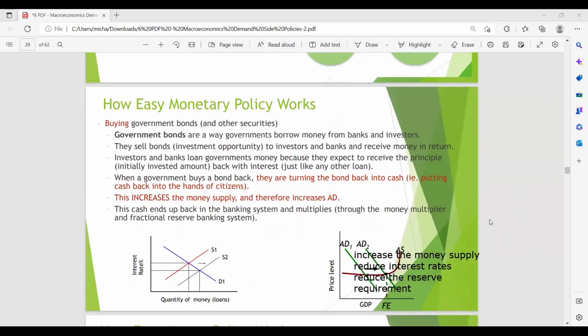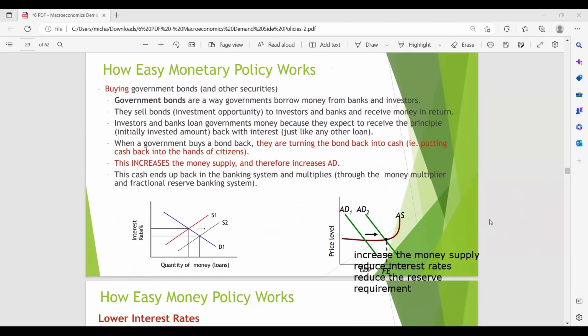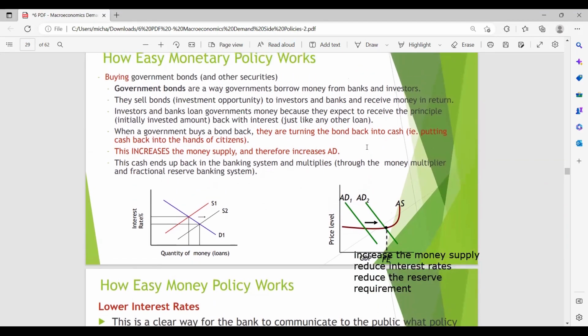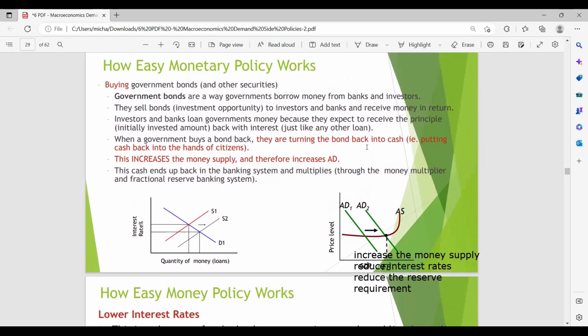So how easy monetary policy works: buying government bonds and other securities. Government bonds are a way that governments borrow money from banks and investors. They sell bonds, investment opportunities, to investors and banks, and receive money in return. Investors and banks loan governments money because they expect to receive the principal back with interest. So when the government buys a bond back, they're turning the bond back into cash, putting the cash back in the hands of citizens. This increases the money supply and therefore increases aggregate demand. Cash ends up back in the banking system and multiplies through the money multiplier in the fractional reserve banking system. This is how they increase the money supply.